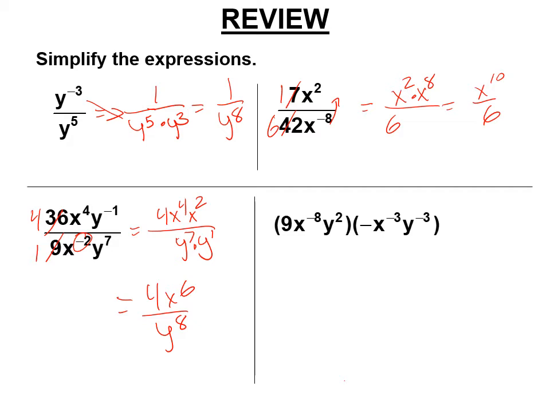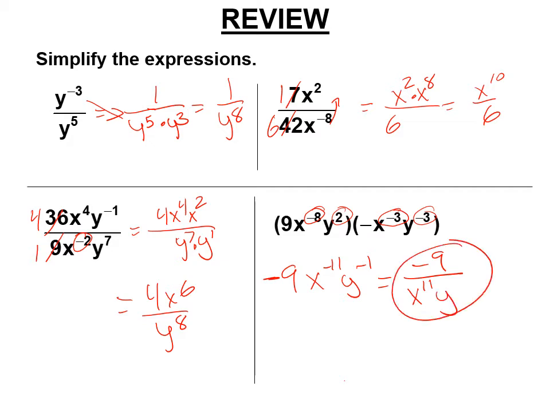We're multiplying, so we have a coefficient of 9 times negative 1. Ooh, that's tricky. Negative 9. Then we're going to add the exponents. Negative 8 plus negative 3, negative 11. 2 plus negative 3, negative 1. Are you not allowed to leave that? So the negative coefficient stays. It's the negative exponents that come down here. When you're multiplying powers, you add the exponents.